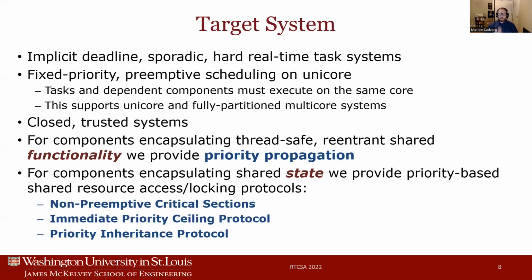Our framework targets implicit deadline sporadic hard real-time systems using fixed priority preemptive scheduling on a unicore. Tasks and dependent shared components must execute on the same core, which means that both unicore and fully partitioned multi-core systems are supported. We currently support closed trusted systems.